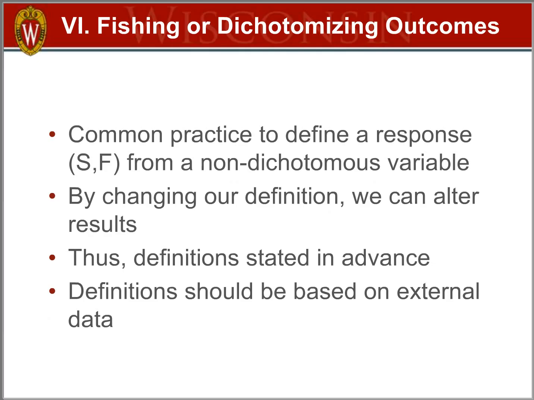Finally, let me talk about an example of fishing around or dichotomizing outcomes in the data. We often, because of convenience and simplicity, take some continuous type outcome and break it down into what I will call success and failure. My point here will be that if you change the definition based on the data, let the data drive the definition, you again can introduce bias. If we're going to have definitions of success and failure, they must be stated in advance, and they must be based on external data from somebody else's trial or somebody else's study.